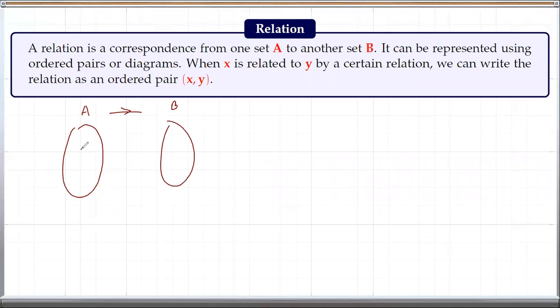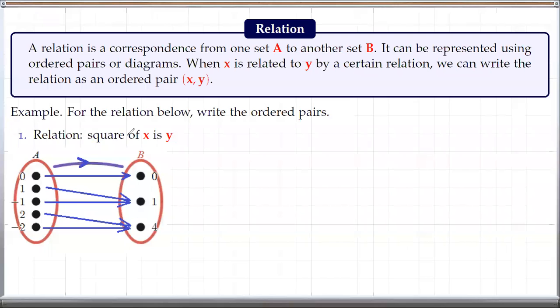So for example, we can pick an element X from here, and we can pick an element Y from here. And if these two elements are related by a particular relation, then we have this X mapping to that Y over there. And this particular mapping we can write as ordered pair (X, Y). So there are basically two ways to write down a relation. One is just listing all the ordered pairs like this, and the other one is displaying in a diagram like what we just did. So let's look at those examples next.